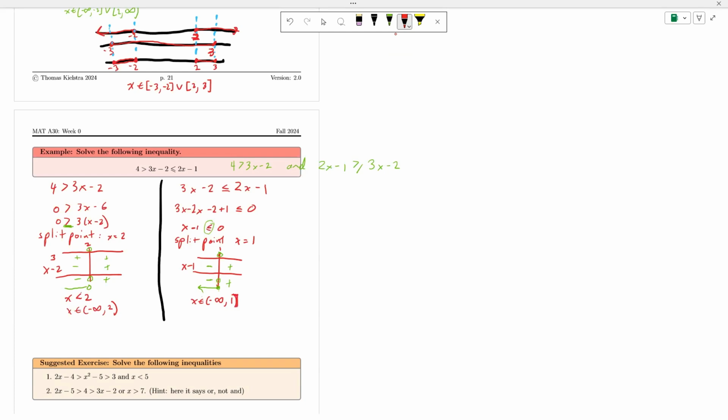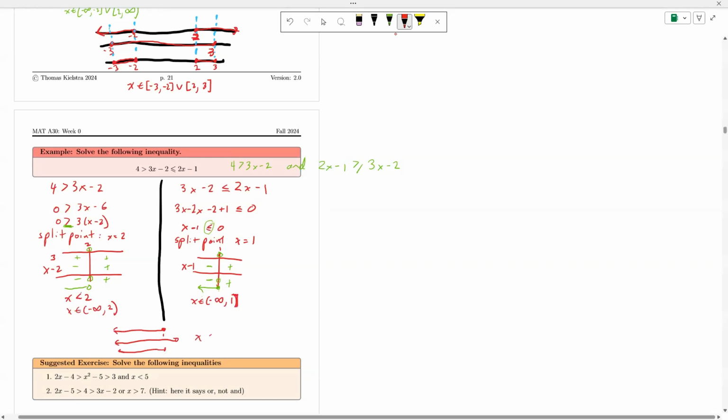Now, if I take the intersection, I've got the line up to and including 1, and the line up to but not including 2. Intersecting these gives me 1 and below, or x is in minus infinity up until 1.